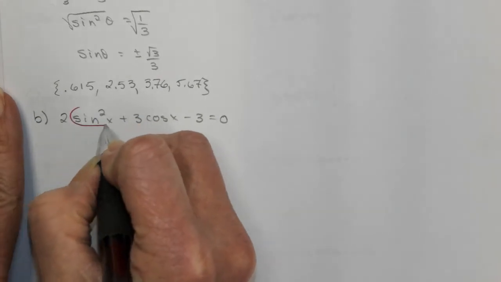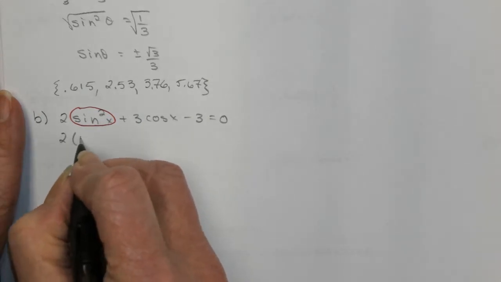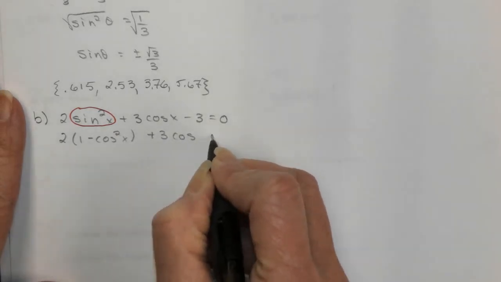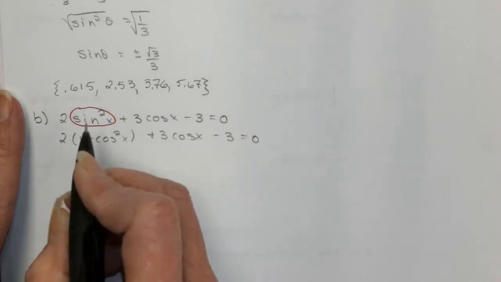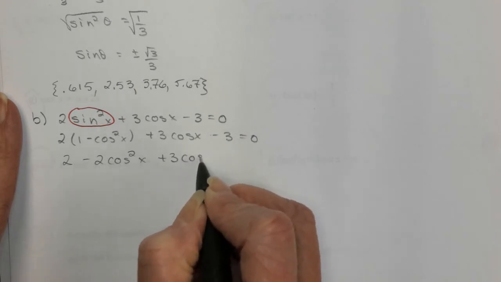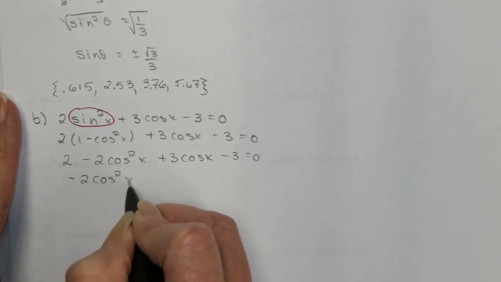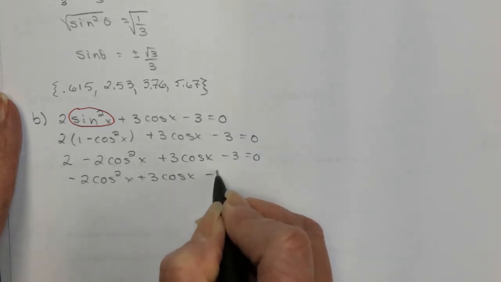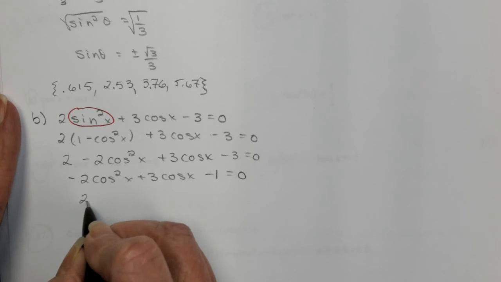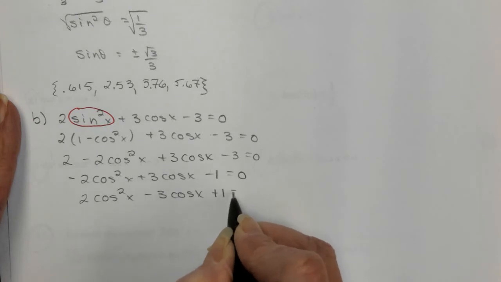So what's going to happen is I'm going to circle this, remove the sine squared x, and replace that with 1 minus cosine squared x, plus 3 cosine x, minus 3 equals 0. So I have my 2 minus 2 cosine squared x, plus 3 cosine x, minus 3 equals 0. So I'm going to combine my like terms and get a minus 1 down there. And then, since I don't like having a leading coefficient that's negative, I'm going to multiply the entire equation through by negative 1. And that's going to make it a whole lot easier for me to factor this.